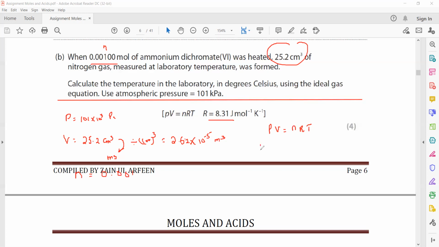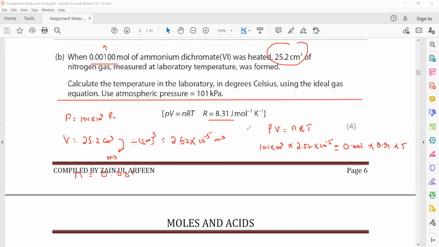that's equal to 101 into 10 power 3. V is the volume, which is 2.52 into 10 power minus 5. n is the number of moles of the gas, nitrogen, 0.001. R is the general gas constant 8.31, and T is the temperature. When we solve this, we'll get the answer in SI unit. The SI unit of temperature is Kelvin, so this answer will be in Kelvin.